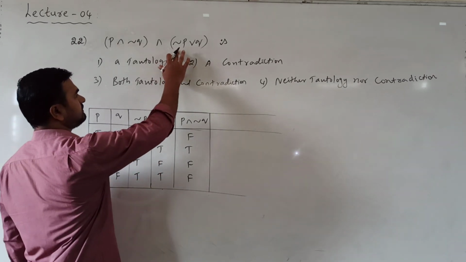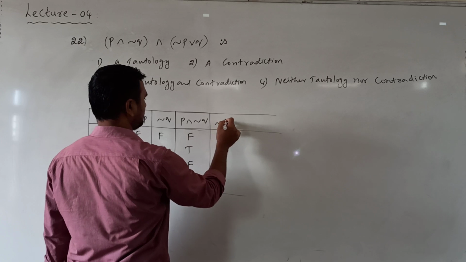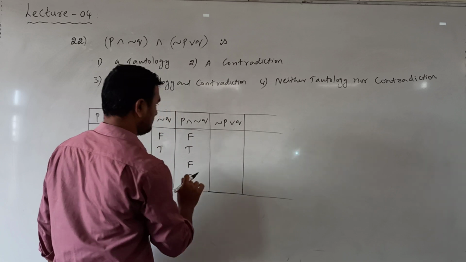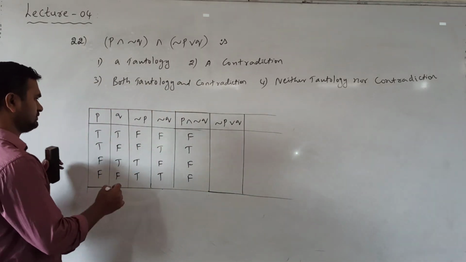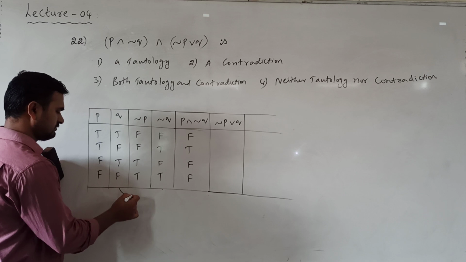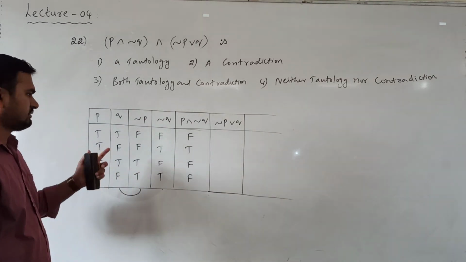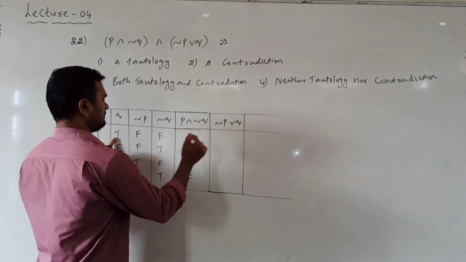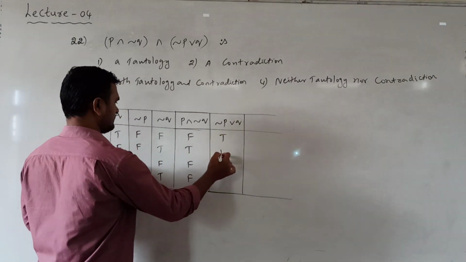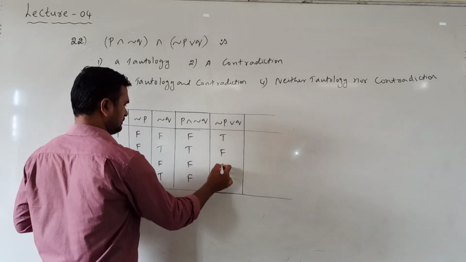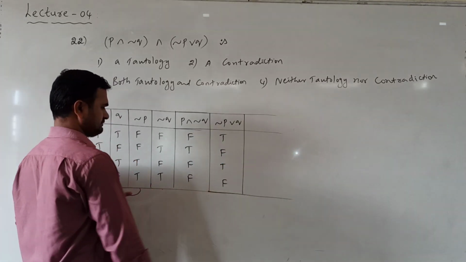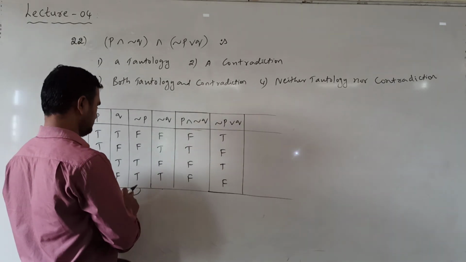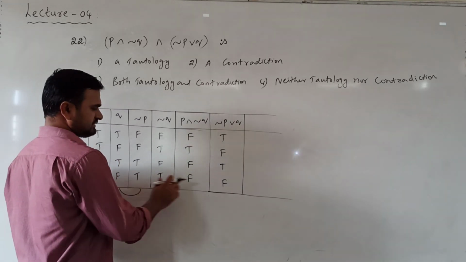Next we need negation P or Q. This is negation P, Q. For these we take the OR operation. With OR, if at least one is true, then the result is true. So this is true, false, true, false.